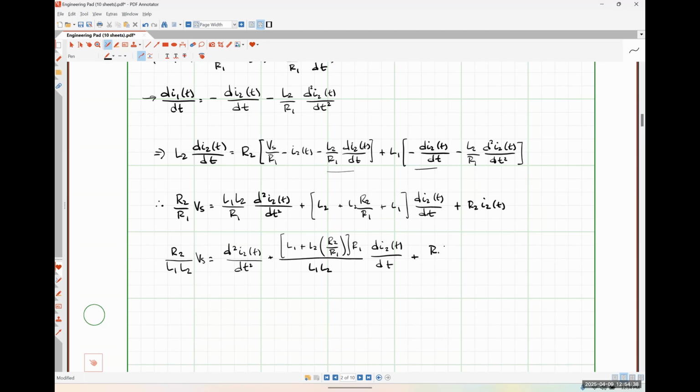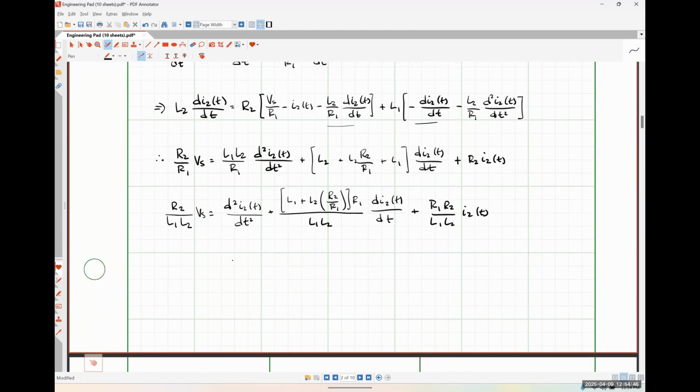Plus R1, R2 over L1, L2, I2. And so alpha is L1 plus L2 times R2 over R1, all multiplied by R1, divided by twice L1, L2, and omega naught is the square root of R1, R2 over L1, L2.